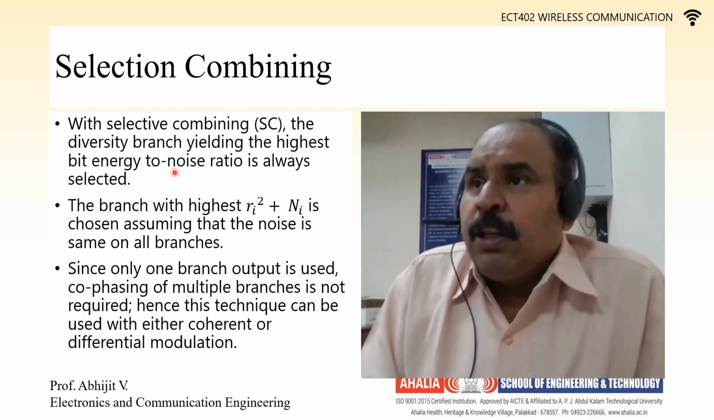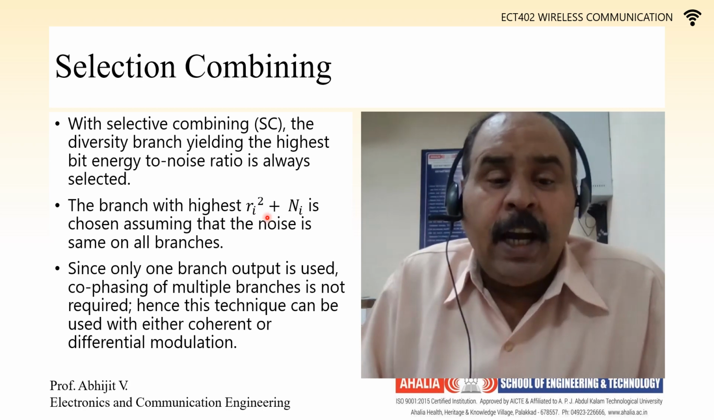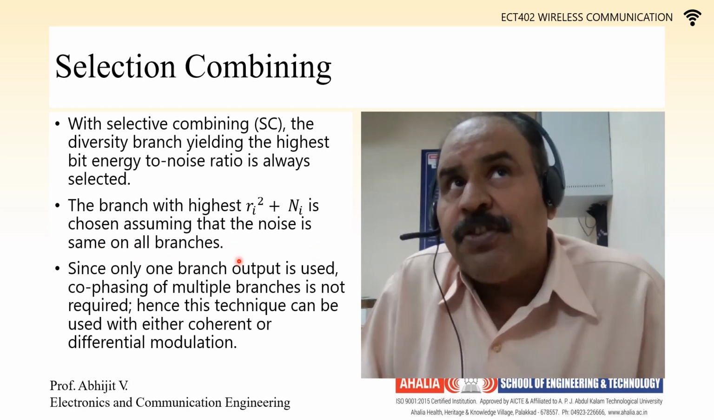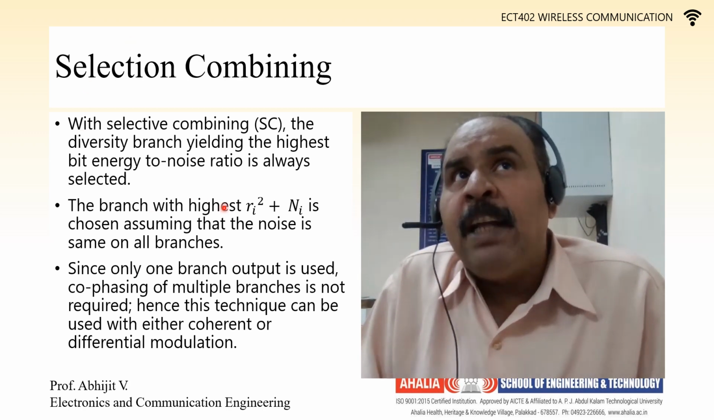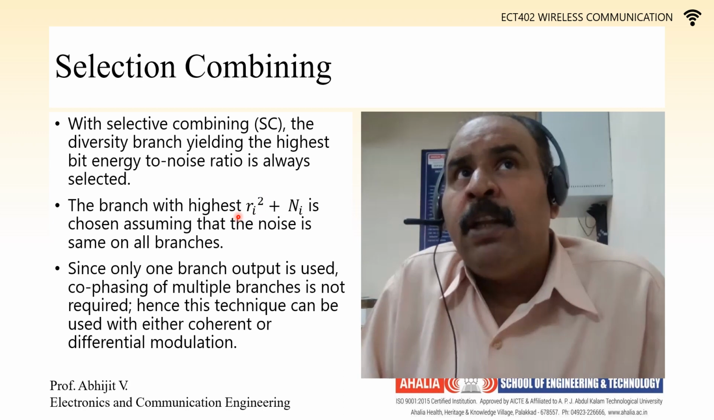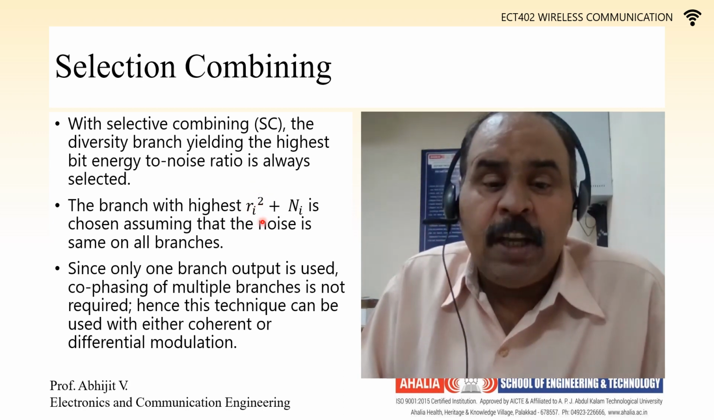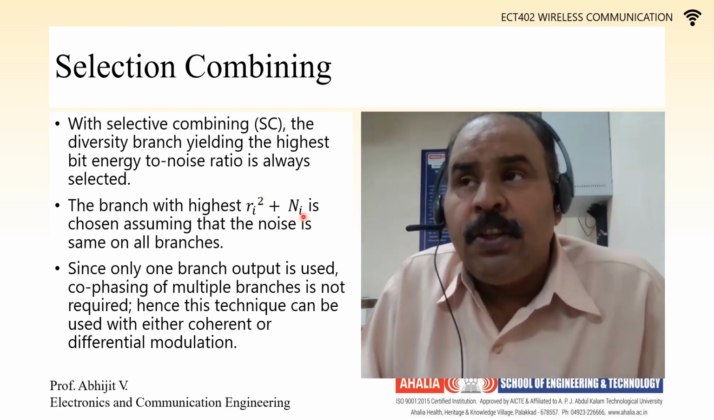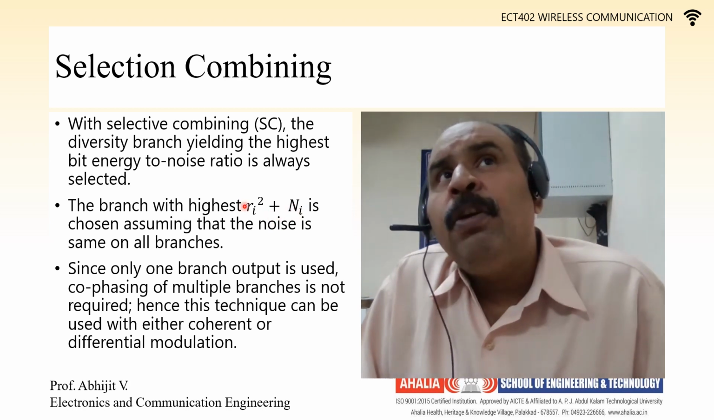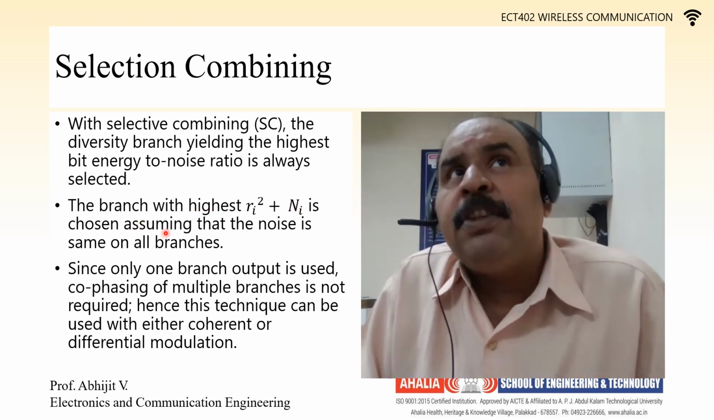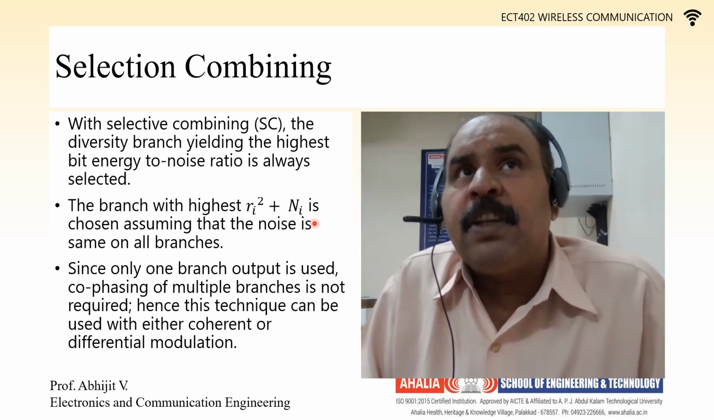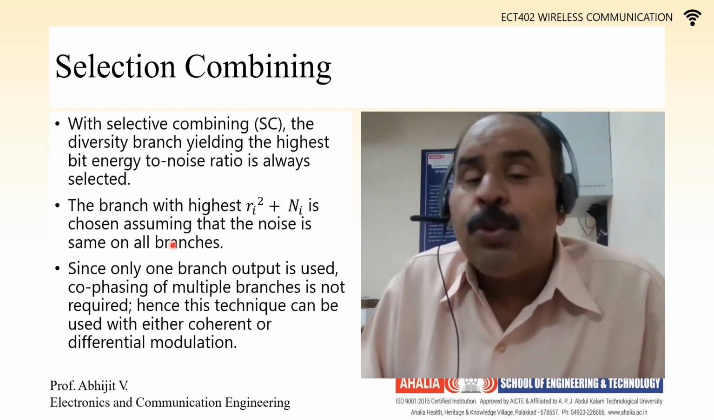In other terms, suppose we have M branches, we will select the ith branch where the received signal ri square plus ni is chosen, assuming that the noise is the same on all branches. The branch with ri being the highest received signal, ri square plus ni. We have both constructive and destructive noises appearing. So, let us assume that the noise in all branches is the same. So, the branch with the highest ri square plus ni is chosen. And how we will be choosing it, we will see.